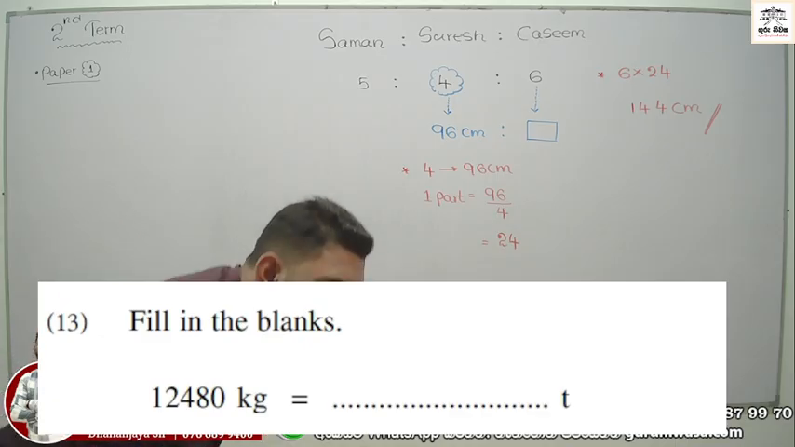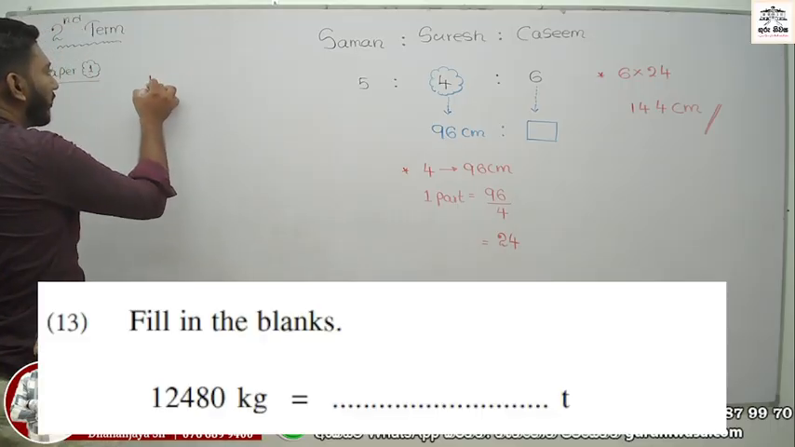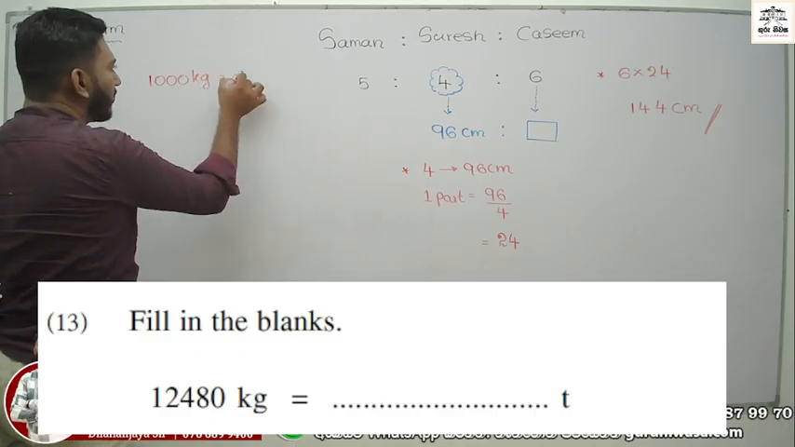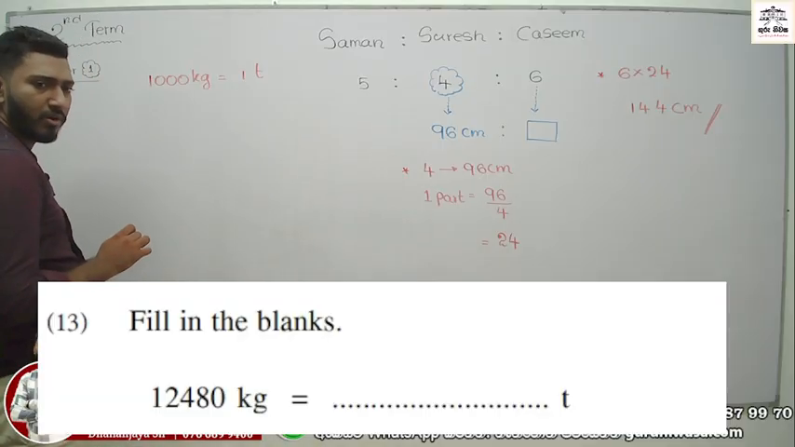Yeah, and we know the relationship: 1000 kilograms is equal to 1 metric ton.